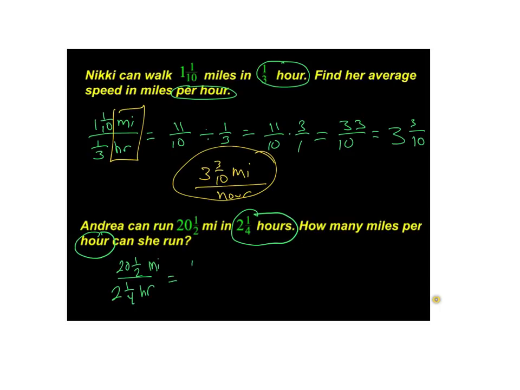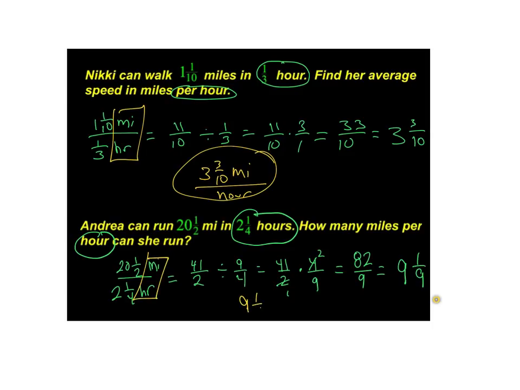20 1/2 is 41 halves divided by 9/4. That is 41 halves times 4 over 9. A little cross reducing to do. That gives us 82/9, which is equal to 9 1/9. 9 1/9 what? 9 1/9 miles per hour. That is a fast runner.